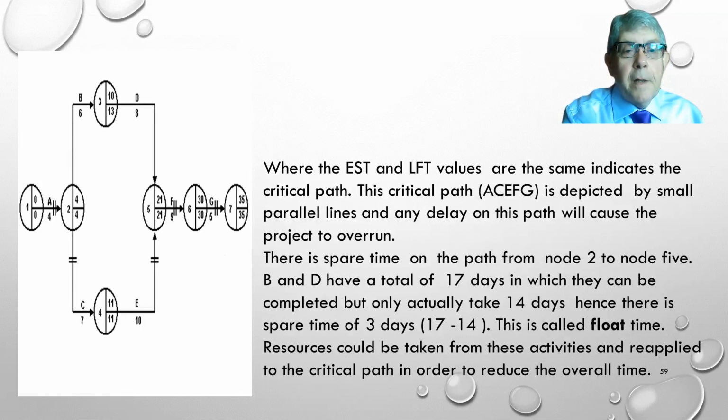Where the EST and LFT values are the same indicates the critical path. The critical path, ACEFG, is depicted by small parallel lines, and any delay on this path will cause the project to overrun. There is spare time on the path between node 2 and node 5. B and D have a total of 17 days in which they can be completed, but only actually take 14 days. Hence, there is spare time of 3 days, 17 minus 14. This is called float time. Resources could be taken from these activities and reapplied to the critical path in order to reduce the overall time.